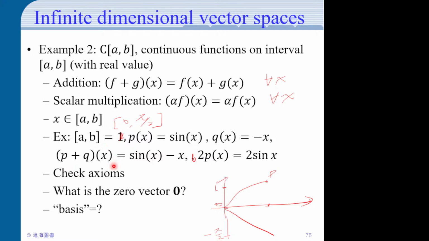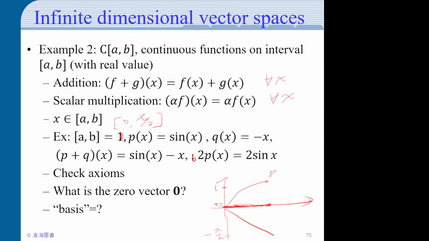And once again, what's the zero vector? You want to answer? Anyway, the zero vector is the zero function here. The zero vector is the thing such that adding it to anything gives back the same thing. So the zero vector will just be the zero function, the constant zero function.